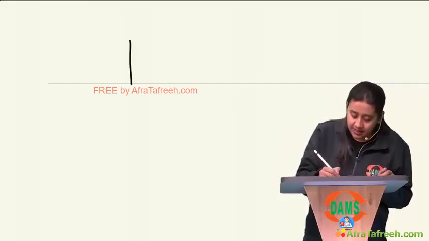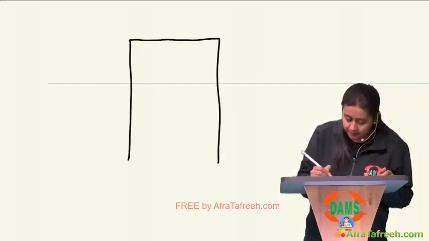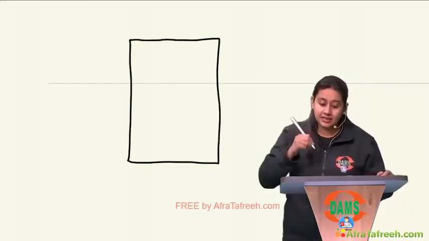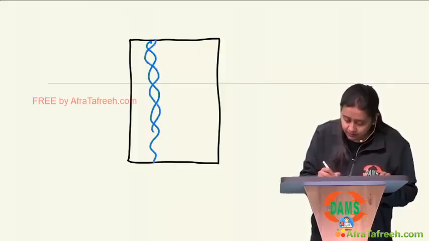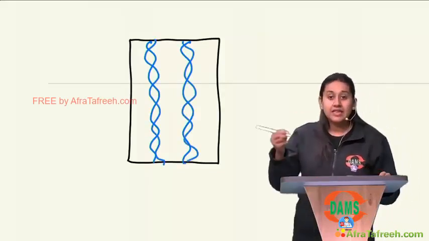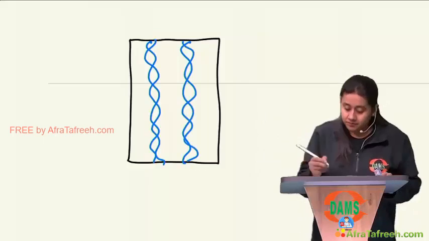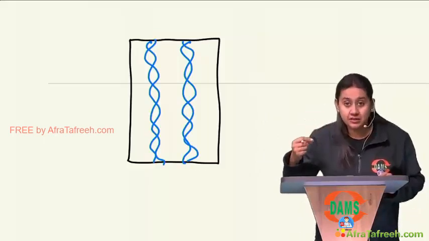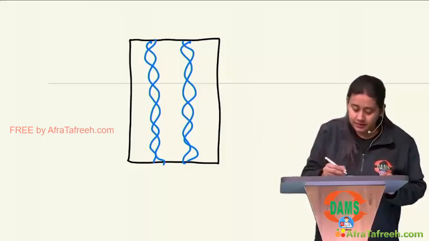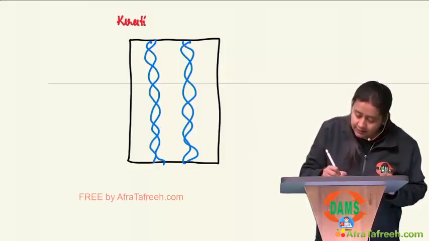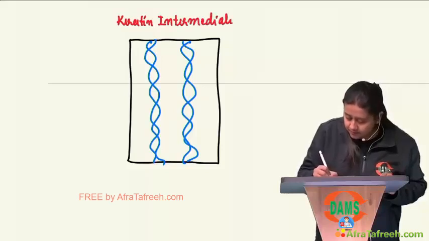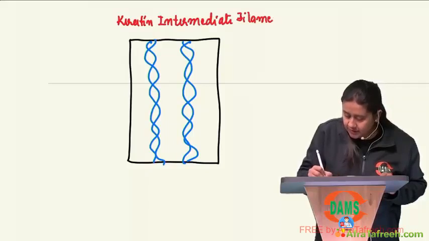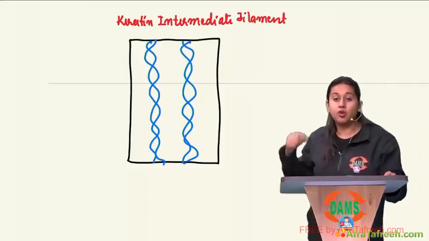So just imagine if this is your keratinocyte. Inside our keratinocytes, we have some keratin filaments which are present in pairs like this. These keratin intermediate filaments give a proper strength as well as shape to the cell. These are keratin intermediate filaments. They provide a proper shape, a proper strength.